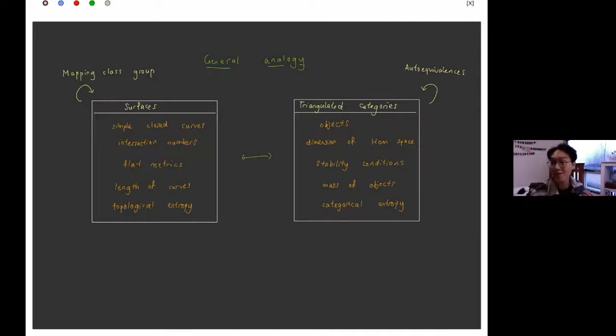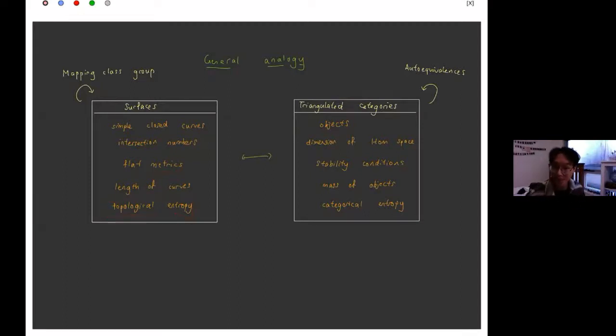For example, given a surface, you can consider its mapping class group, and you'll have this mapping class group acting on the surface. You can consider things like simple closed curves and the intersection numbers between them. You can pick your favorite metric to put on the surface, and then compute things like the length of curves, and in particular compute what is known as the topological entropy, which I'll go through in a bit.